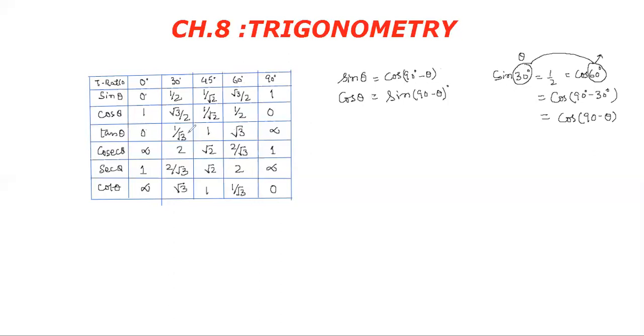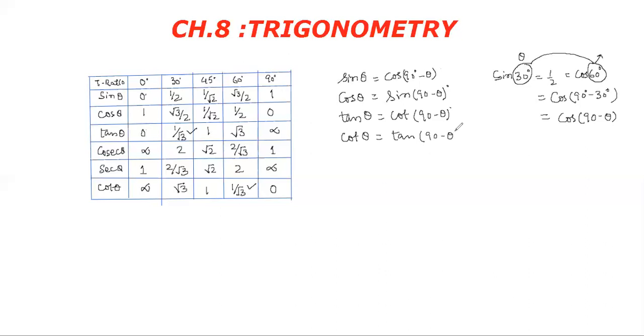Now children, similarly, whatever is the value of tan 30 degree, the same is repeated at cot 60 degree. So I can say that tan theta is equal to cot 90 minus theta, or it can be written in the reverse direction also. So cot theta is equal to tan 90 minus theta.